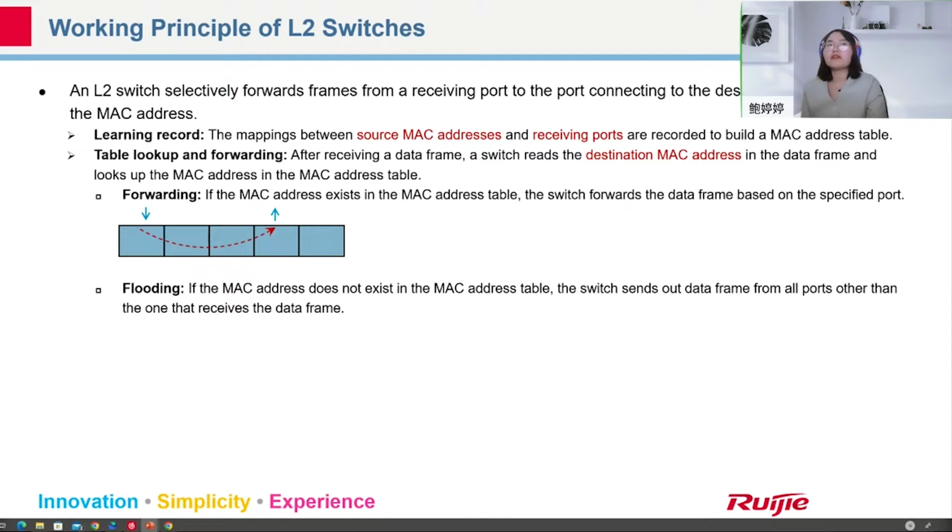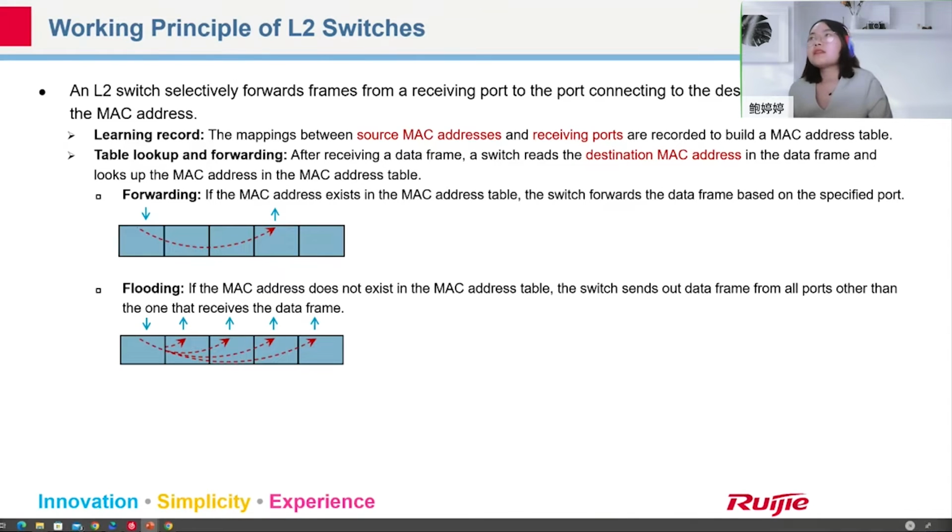The second action is flooding. Flooding means the destination does not exist in the MAC address table, so the switch will flood the frame to all the interfaces. Pay attention, except the receiving interface. So if I receive the message from the first one, what is the action of flooding? All the other interfaces will send the message out. This is the process of flooding.